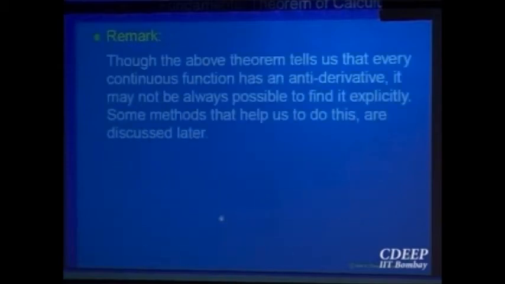So let me put some remarks: though this theorem says that for a function small f which is continuous, an antiderivative exists, and it gives a method of finding the antiderivative. What is that antiderivative? It says you integrate from a to x.